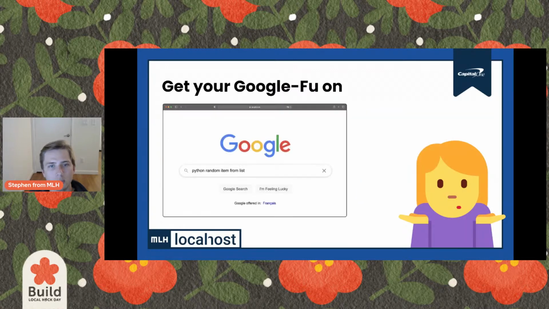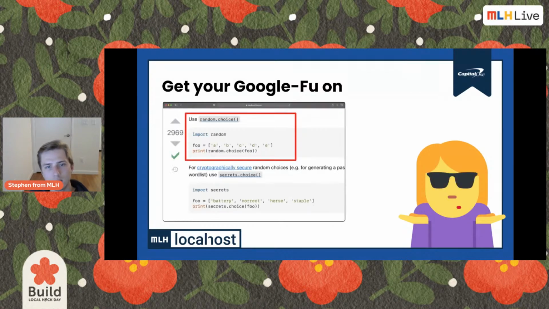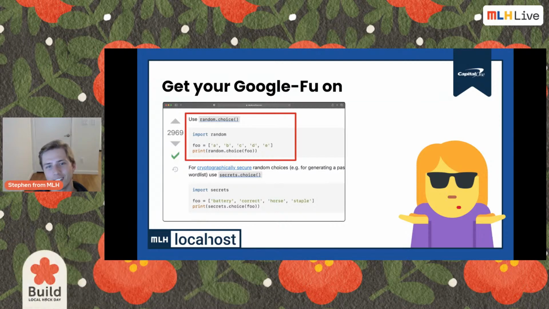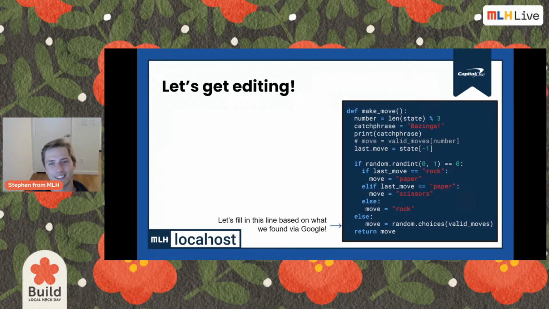So we can use Google to get a random item from a list. And it's very similar to what Captain Pineapple suggested here, to use this random function. It's actually called random.choice in Python. So we can just pick a random move. Half the time this computer is going to play a random move, and the other half of the time it's going to play the move from the last one. And this is kind of an interesting game, right? It's getting a little bit interesting. This strategy is much more interesting than our first go at this.